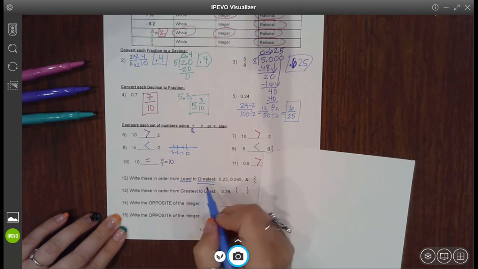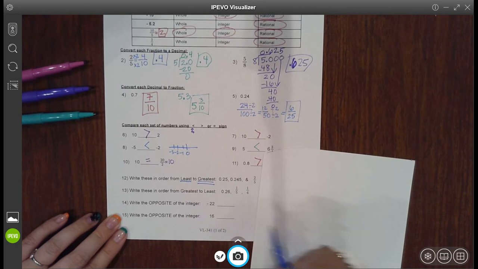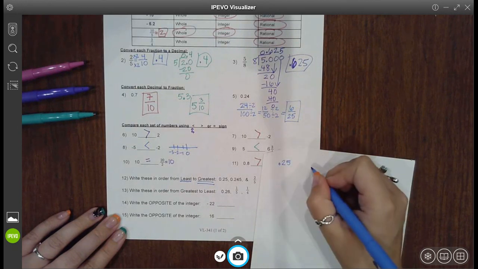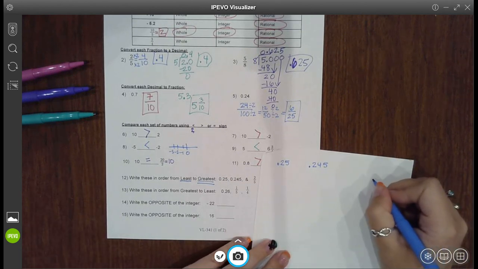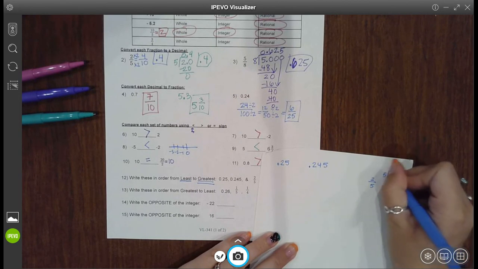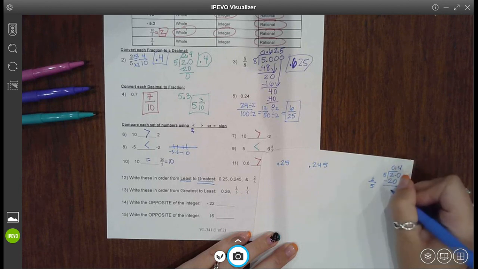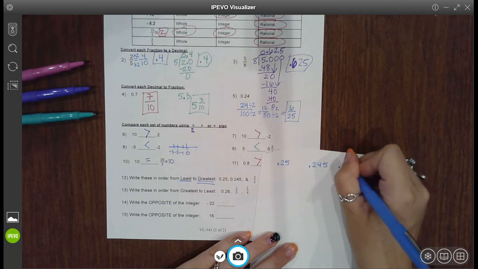I always underline least once and greatest twice, just as kind of like a visual for me of small to big when I'm done and I want to write out the list. Okay, so I have 0.25, 0.245, and this 2/5 I need to convert to a decimal so I can compare them. So 5 goes into 2 how many times? Well, 5 can't go into 2, so I add a decimal and a 0. 5 goes into 20 4 times. When I subtract that, I get 0. So 2/5 is the same thing as 0.4.